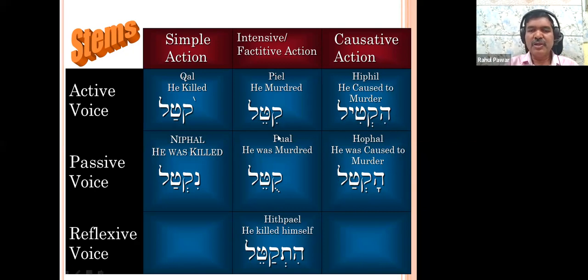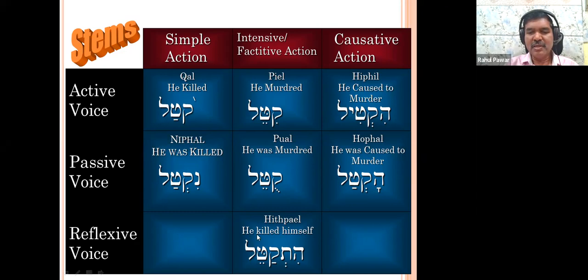So the active verb conjugations are Qal, Piel, and Hiphil, whereas the passive verb conjugation of Qal is Niphal, of Piel is Pual, and for Hiphil it is Hophal. And there is one verb conjugation which is called reflexive. It gives a reflexive voice. It is called Hithpael.